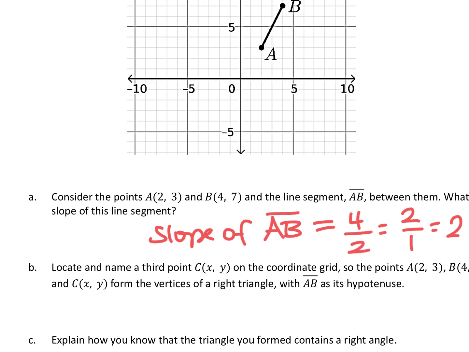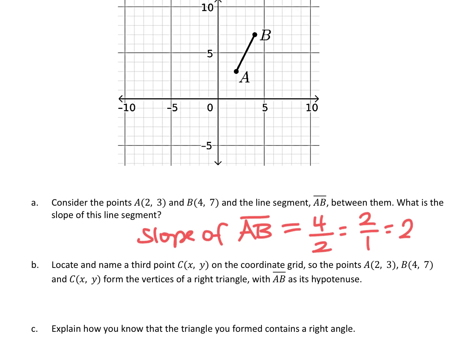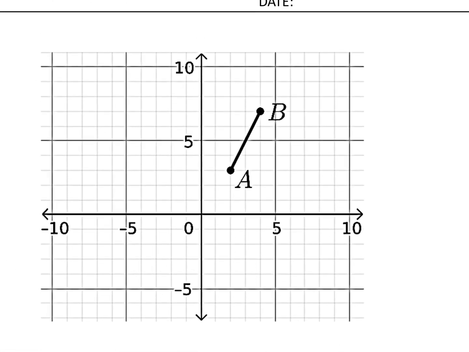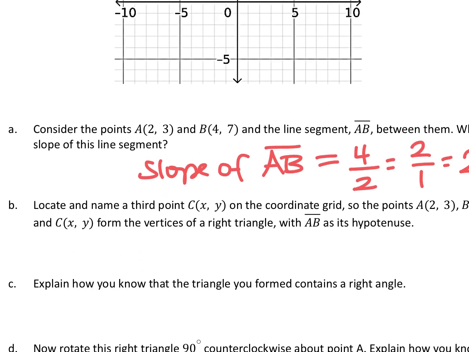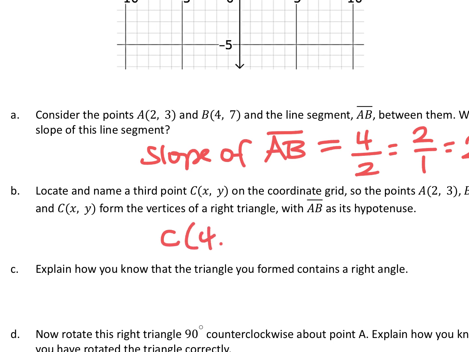Now they want us to locate and name a third point so that A, B, and C form the vertices of a right triangle. So this is why we did the jump start, so that we can be comfortable drawing in right triangles on a grid. And they want AB to be the hypotenuse, the longest side. So I think I'm gonna put my third point right here, and that will be C. And that's gonna be at (4, 3). That's the one I've chosen. So C will be at (4, 3).